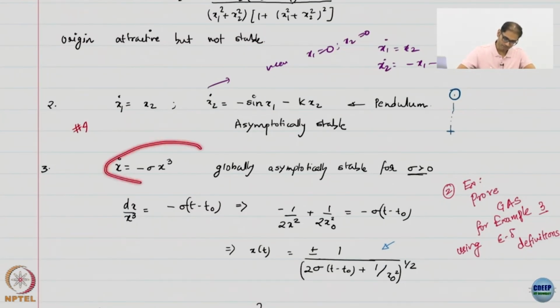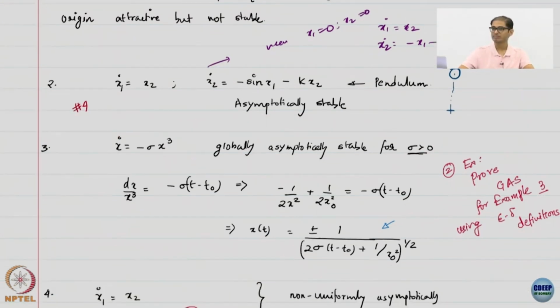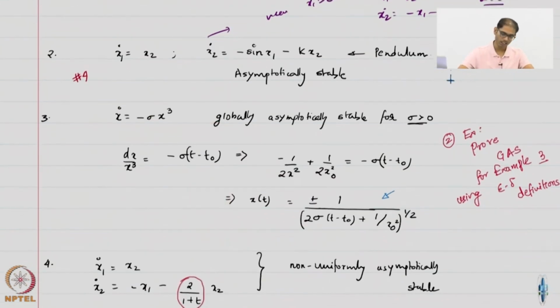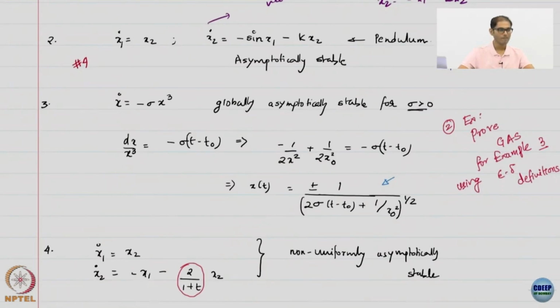Alright, this system is globally asymptotically stable for sigma positive, very easy, just solve it. This is easy to solve. This is what you get, this is the solution. Believe me, this is the solution. I checked. So, you can see that as t goes to infinity, this term is going to go to infinity, so this entire thing is going to go to 0. So, attractivity is guaranteed. I have to prove stability, but yes, it is stable. I guess I have asked that as an example. Oh, okay, nice. That is an exercise to prove stability.